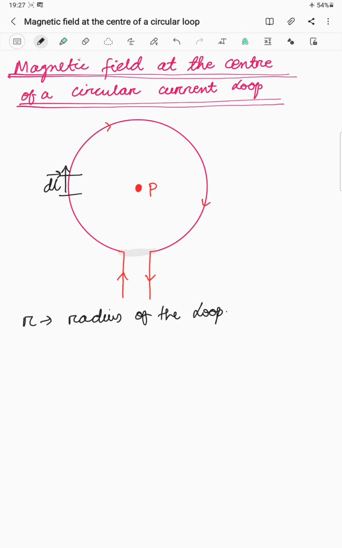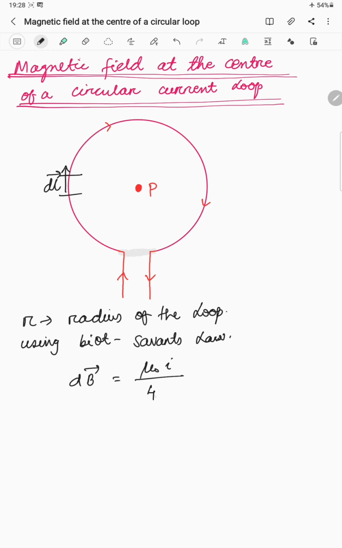I can find it using Biot-Savart's law. We know dB vector will be equal to mu naught I divided by 4 pi. I is the amount of current which is flowing in the loop. dl vector cross r vector divided by the magnitude of r vector cubed.